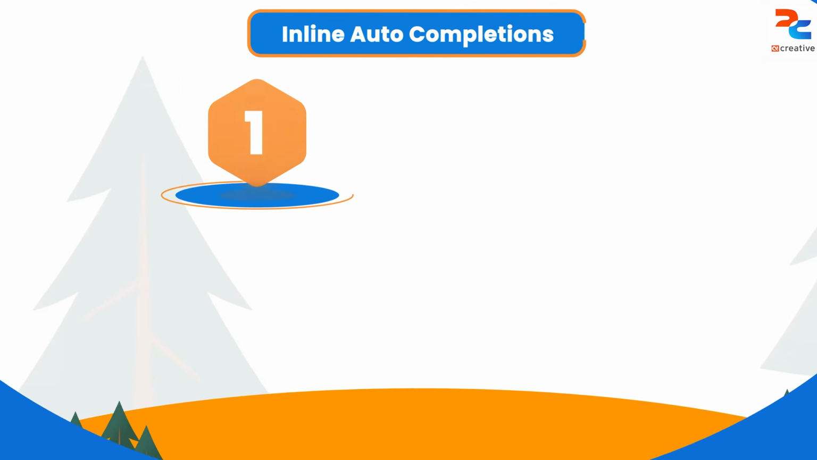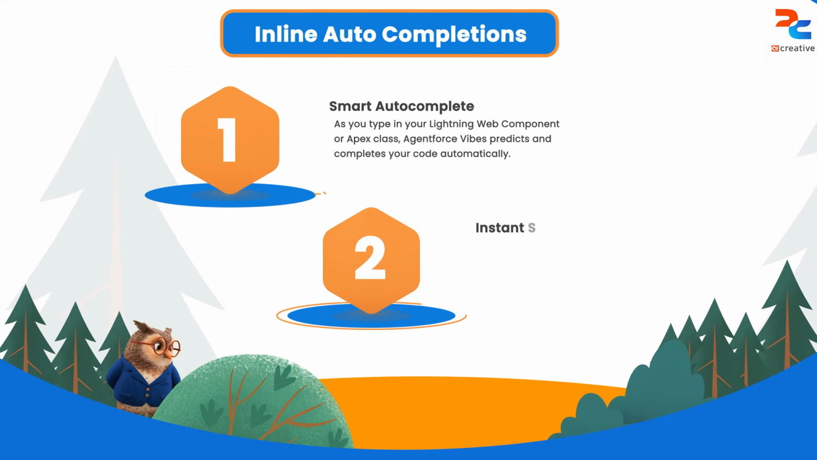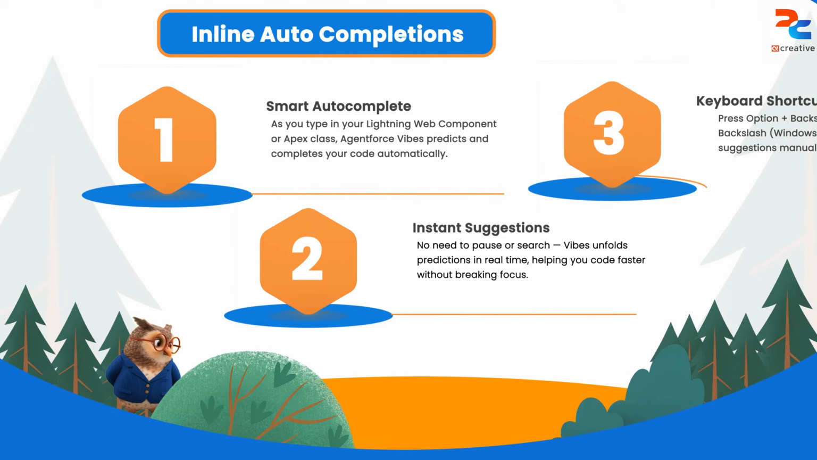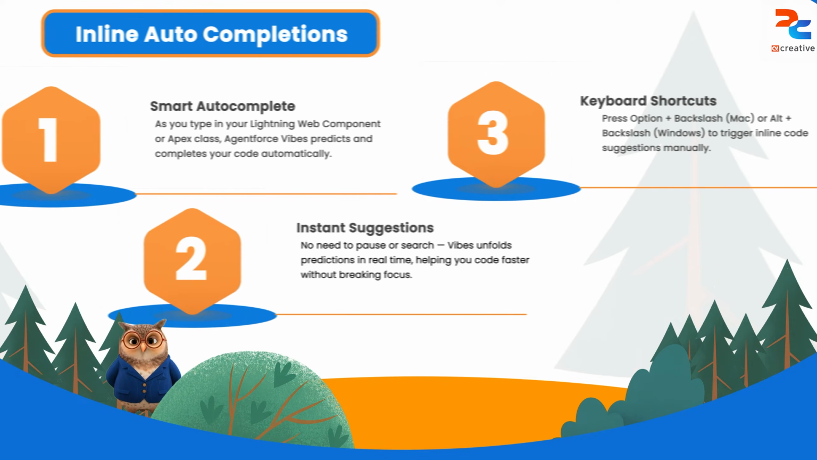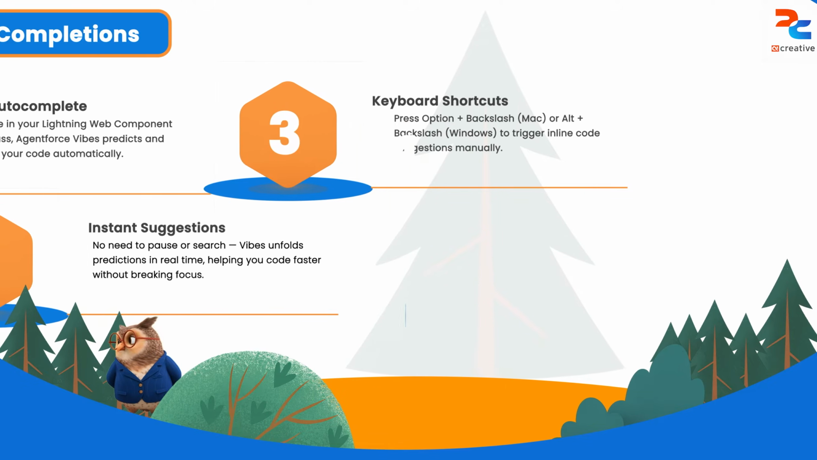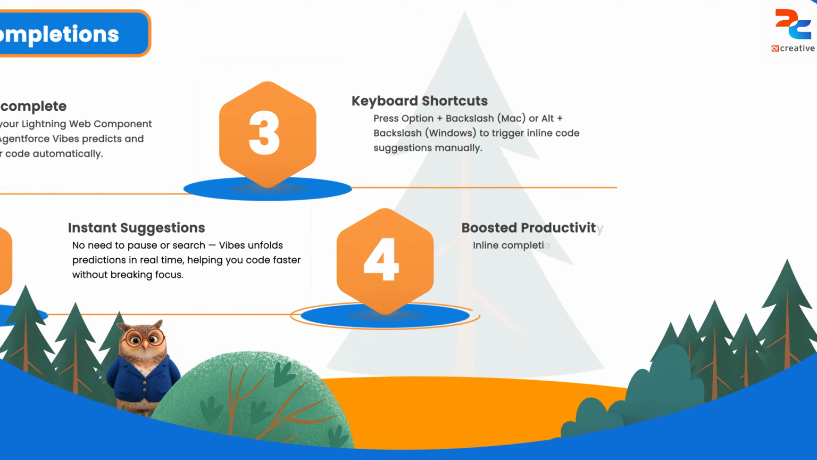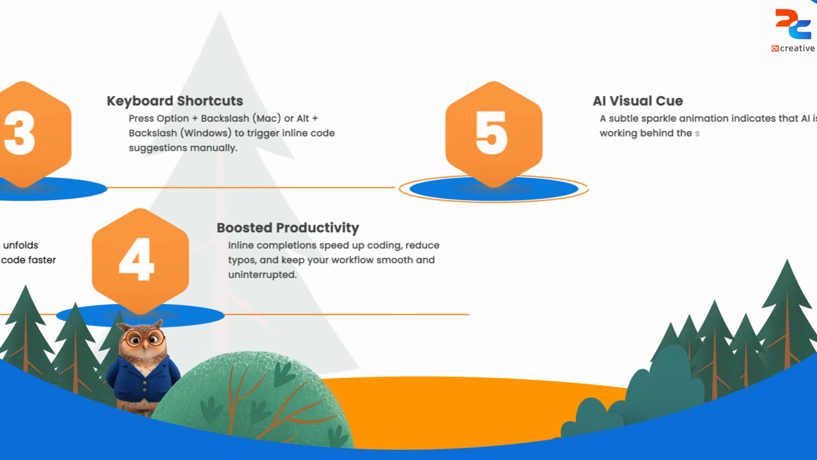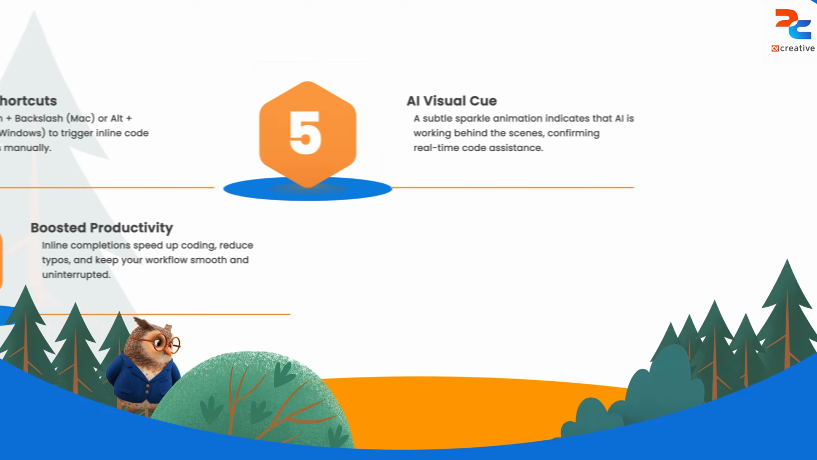The next feature is inline autocompletions. As you type into your Lightning Web Component or Apex class files, Agentforce Vibes predicts and completes your code instantly. No need to pause or search for syntax. Simply press Option / on Mac or Alt / on Windows to trigger suggestions. It speeds up coding, reduces typos, and keeps your workflow smooth. You'll even see a subtle sparkle letting you know AI is working behind the scenes.